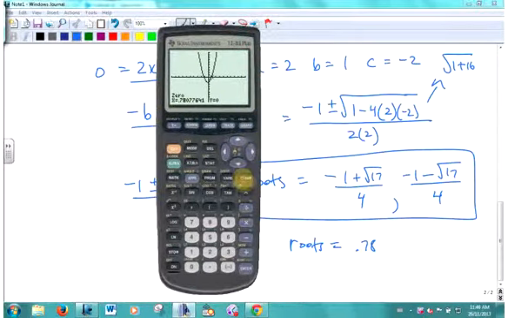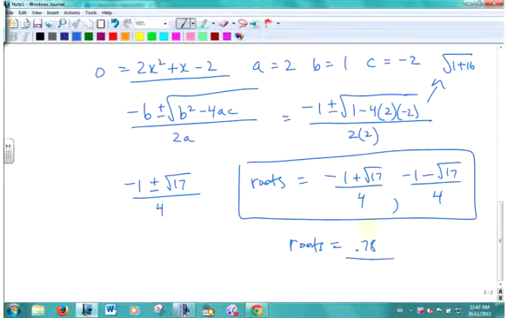Any guesses? What is negative 1 plus the square root of 17 divided by 4? Hey, what a surprise, eh? That's exactly what this is. That's the same value. That is the 0. This is a decimal approximation to the hundredth spot. That's it as an exact answer.